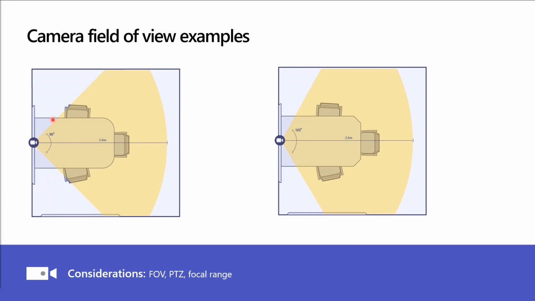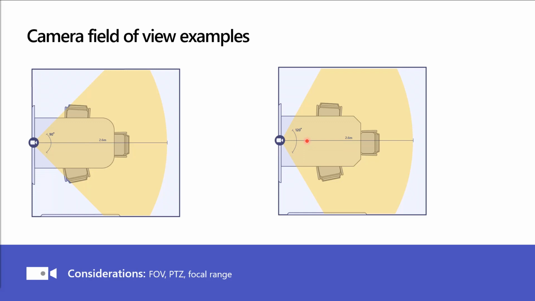Much like we did with audio, here are some examples of camera field of view. You'll notice that this 90-degree field of view may not pick up these users if they lean back or stand up behind their chair. Here we have a wider field of view for the same table. You'll note now that these chairs can lean back, or even some could even stand and still be in view of the camera.